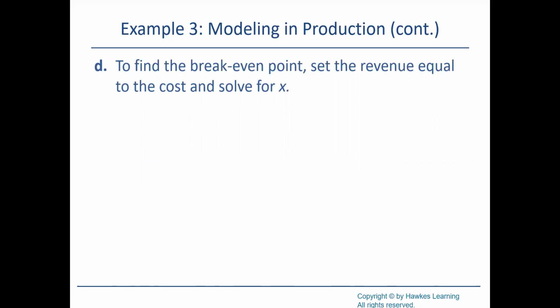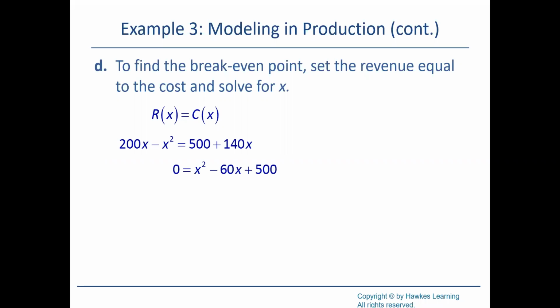Part D, to find the break-even point, set the revenue equal to the cost and solve for X. R equals C. R is 200X minus X squared, and C is 500 plus 140X. Solving the quadratic equation, X squared minus 60X plus 500, factored, we get X minus 10 times X minus 50. We obtain X equals 10 or X equals 50.